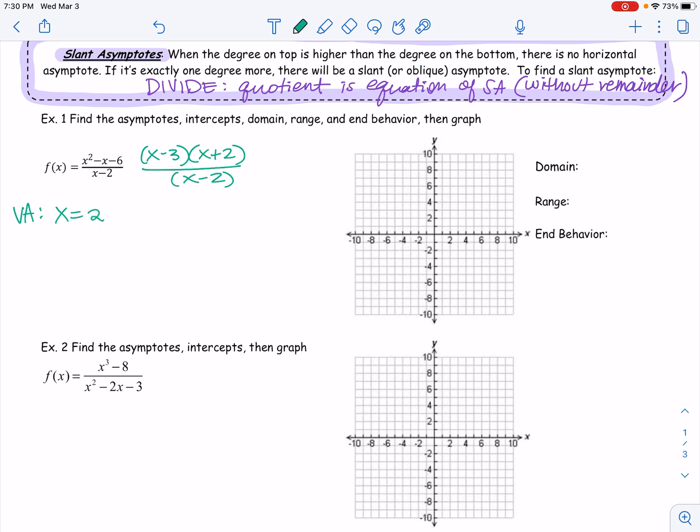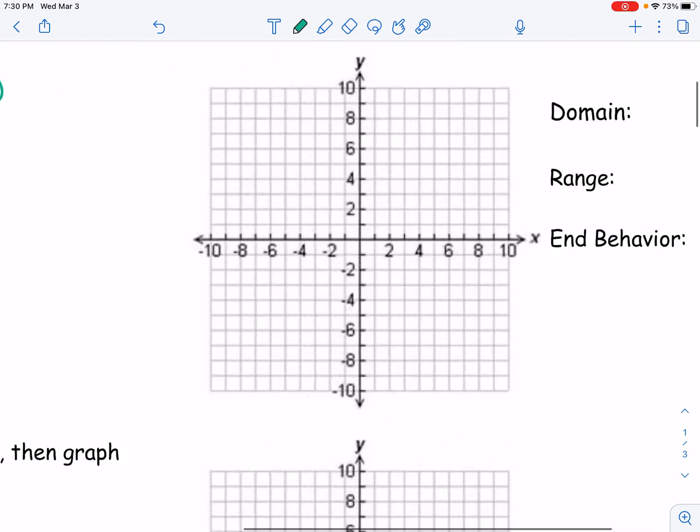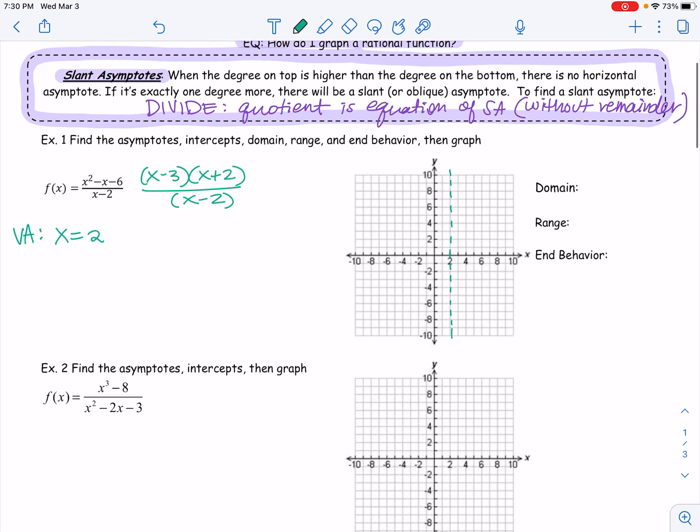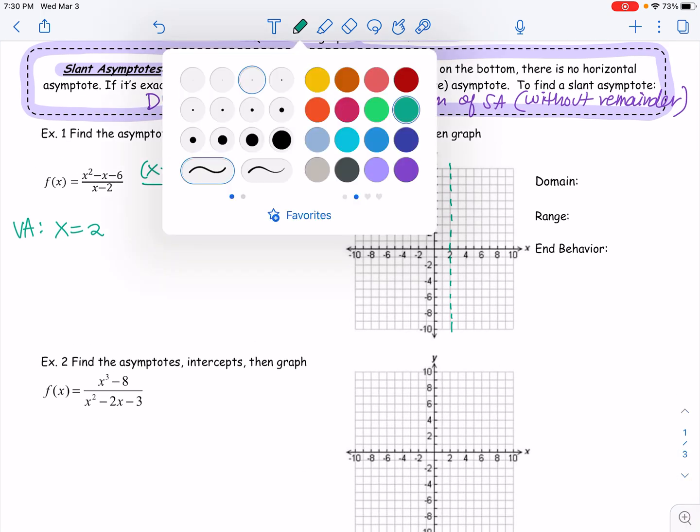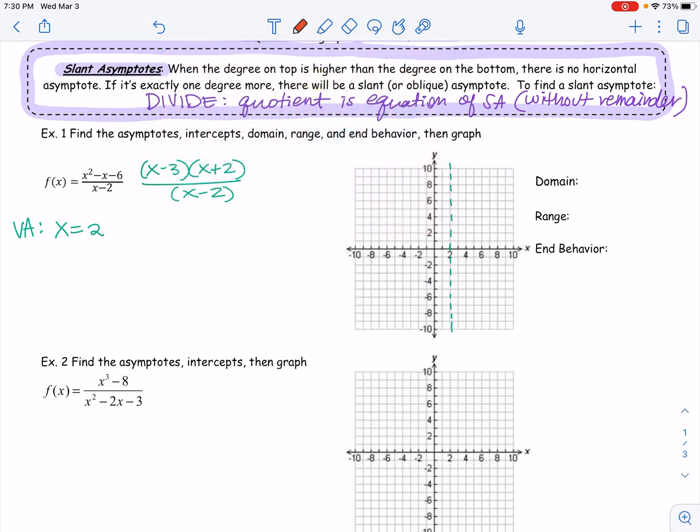I'm going to go ahead and start graphing it because I know that we need to graph it eventually. For me, it's easier to just graph it as I go. So here's my vertical asymptote at x equals 2. Then maybe I find my horizontal asymptote. Well, for horizontal asymptotes, remember we compare the degree of the top and the bottom. The degree of the top is 2, the degree of the bottom is 1. Therefore, there is no horizontal asymptote. However, is the top exactly 1 degree higher than the bottom? Yes, 2 is 1 more than 1. Therefore, we do have a slant asymptote.